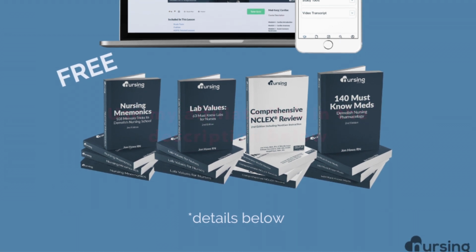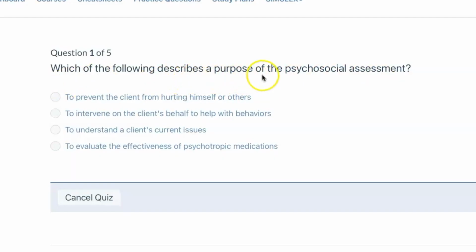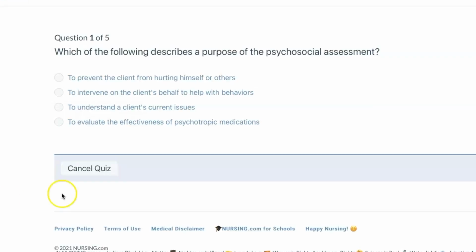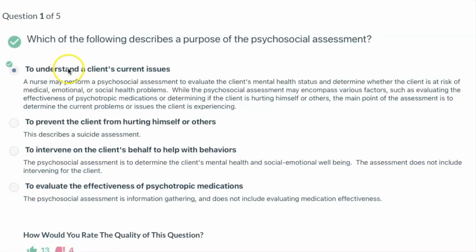Which of the following describes a purpose of the psychosocial assessment? The psychosocial assessment includes asking about a person's family history, their general health, well-being questions, and asking about any past traumatic experiences. So the best answer is to understand a client's current issues. A nurse may perform a psychosocial assessment to evaluate the client's mental health status and determine whether the client is at risk of medical, emotional, or social health problems.